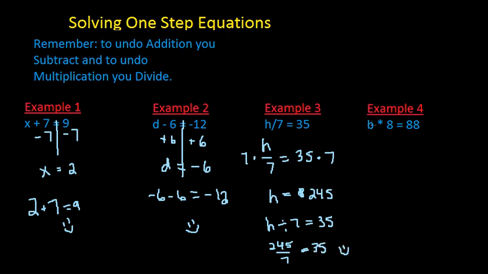Okay, last one. b times 8 equals 88. Well, the opposite of multiplying is dividing. So if we divide this side by 8, we can divide this side by 8. I forgot to draw my little line here. Forgot it on the last one too. So the 8's cancel out. We get b equals whatever 88 divided by 8 is, which is 11. And we can check, is 11 times 8 equal to 88? The answer is yes. So that's solving one-step equations.